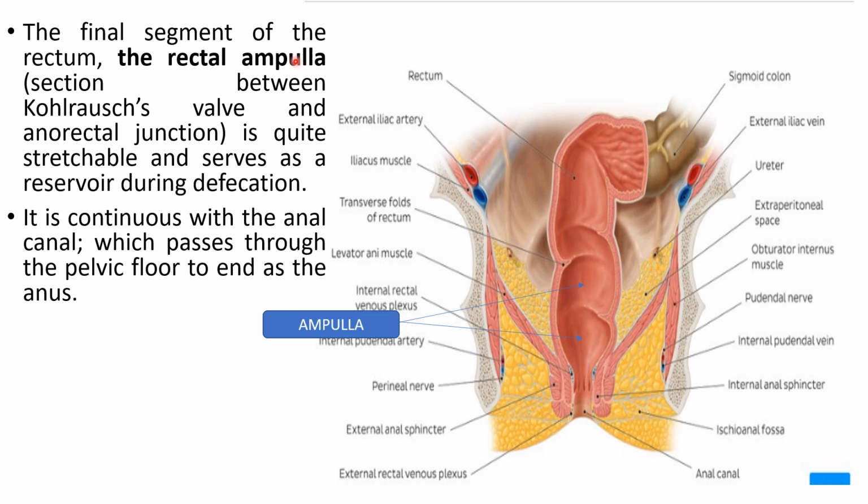There is a final segment called the rectal ampulla. It is a section between the Kohlrausch valve and the anorectal junction. This is the ampulla. Here comes the anorectal junction and this is the Kohlrausch valve, and these two hollow structures are called the ampulla. It is quite stretchable and serves as a reservoir during defecation. It is continuous with the anal canal, which passes through the pelvic floor to end as the anus. This is the anal canal. This is the ampulla. It is continuous with the anal canal.